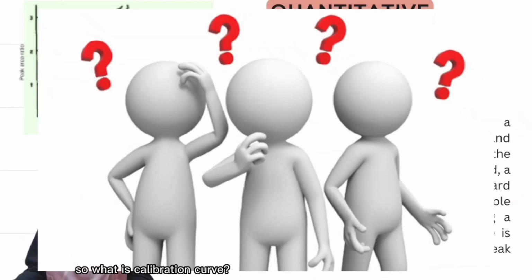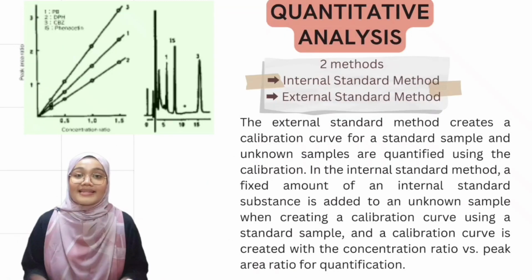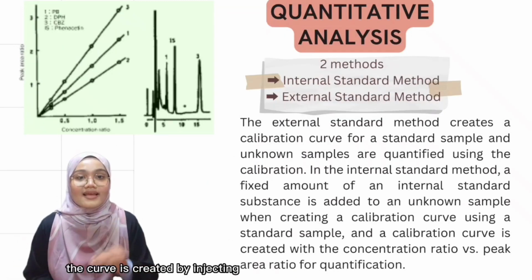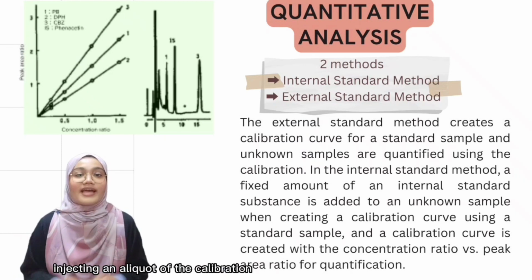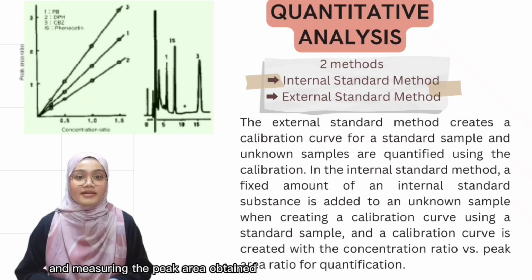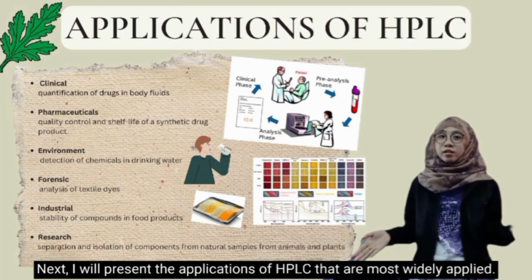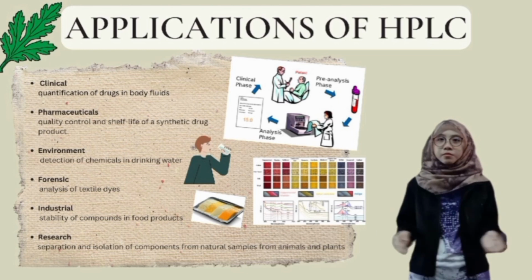So what is a calibration curve? A calibration curve is a graphical representation of the amount of response data for a single analyte or compound obtained from one or more calibration samples. The curve is created by injecting an aliquot of the calibration standard solution of known concentration and measuring the peak area obtained.